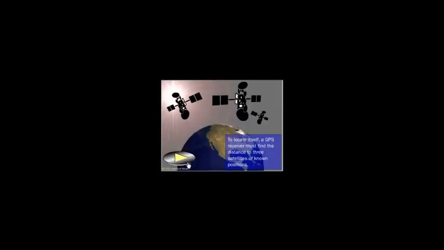To locate itself, a GPS receiver must find the distance to three satellites of known positions. If the receiver finds that it is X miles from one satellite, it knows that it must be somewhere on an imaginary sphere, with the satellite as the center and a radius of X. If the receiver can generate these spheres for two satellites, it knows it can only be located where the surfaces of the two spheres intersect.